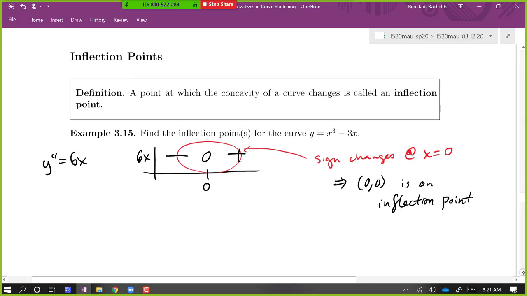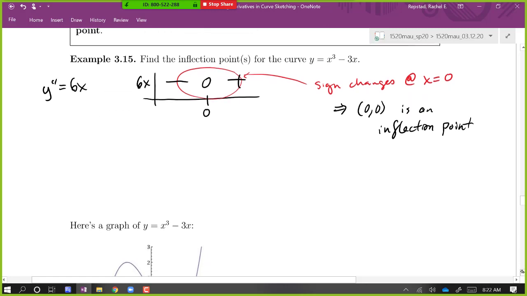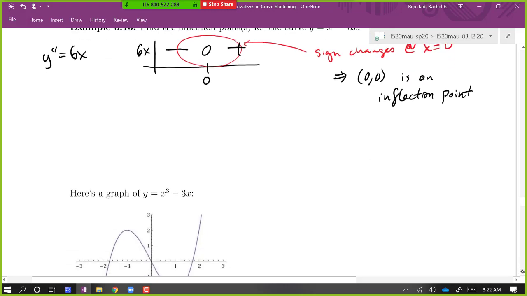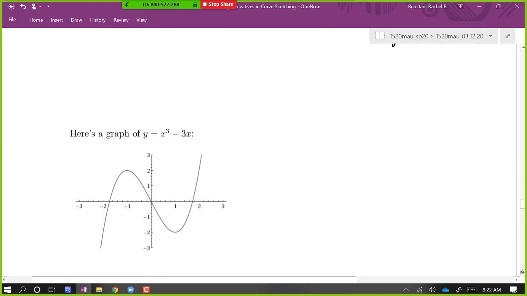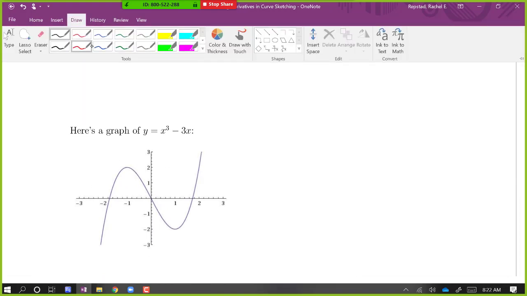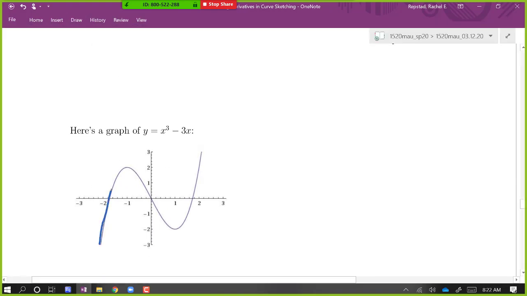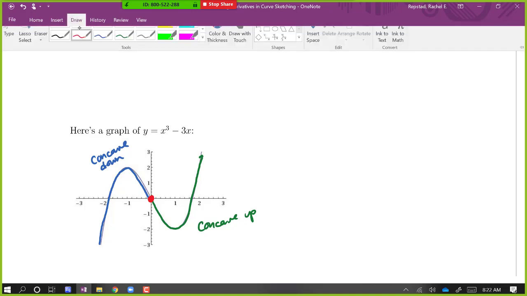And then at the bottom of this page, we've just got a graph of this function. So we can kind of match this up. Here on this side right here, this is concave down. On this side, it's concave up. And right here, that's our inflection point.